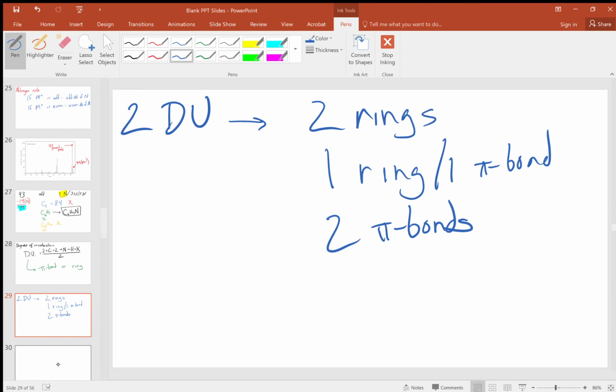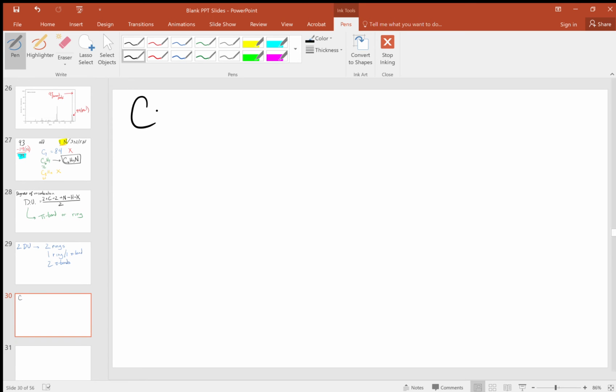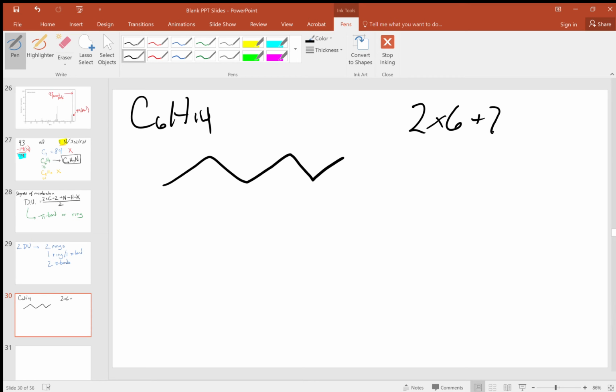So let's look at a couple of examples. So C6H14. We can see here it doesn't have any pi bonds or rings. And if we calculate the degrees of unsaturation, we take 2 times 6 plus 2. So that's 2 times the number of carbons plus 2 minus the number of hydrogens, and we don't have to worry about the nitrogens or halogens. Divided by 2 equals 0.